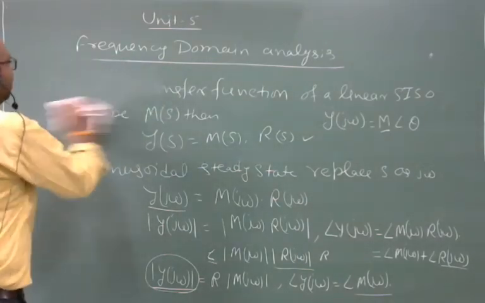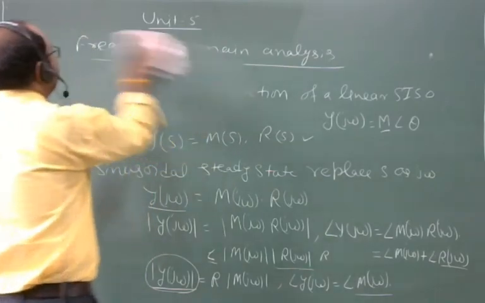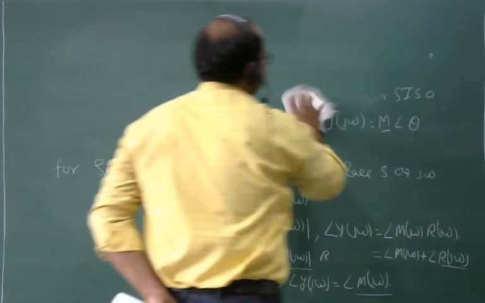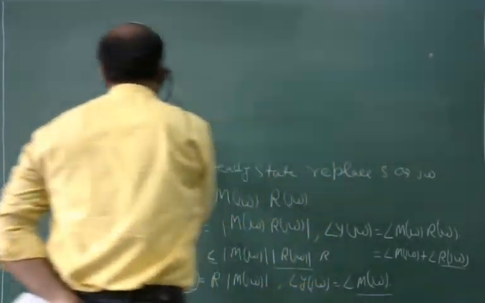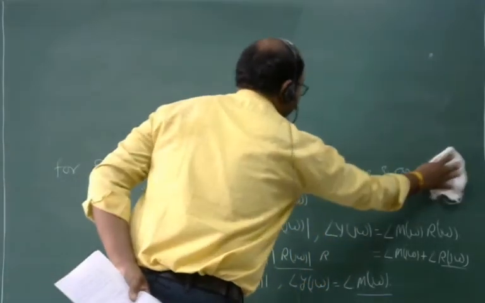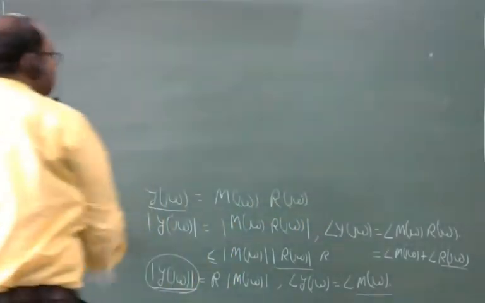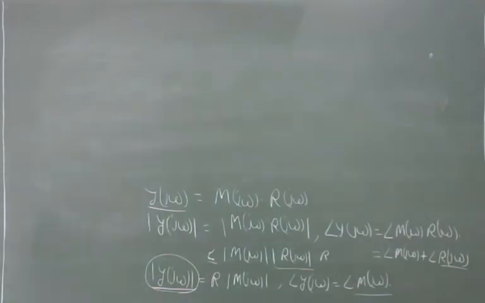So whenever we apply frequency domain analysis, it is mandatory to write a system function in the form of magnitude and angle, or in the polar form, right? Magnitude and angle or in polar form. Now, frequency domain specifications.